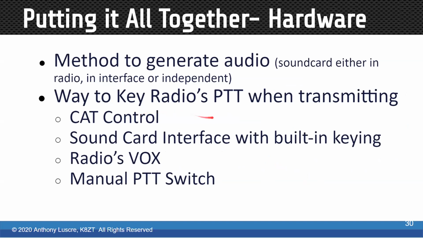You need to have a way to key the radio's push to talk when transmitting, and you can do this in 4 different ways. You can use CAT control if your radio has that ability through the software. You can use a sound card interface, such as the SignaLink interface or the MFJ interface, and they have built-in keying capability. You can also use your radio's VOX control, or if you really want to go old school, you can use manual push-to-talk switching, like back in the old days when you had to switch between your transmitter and your receiver before transceivers.